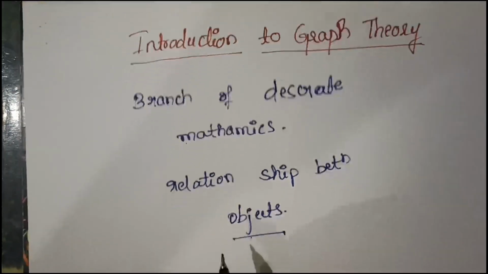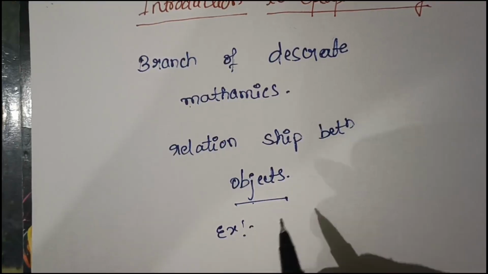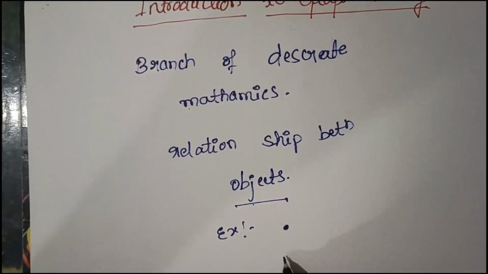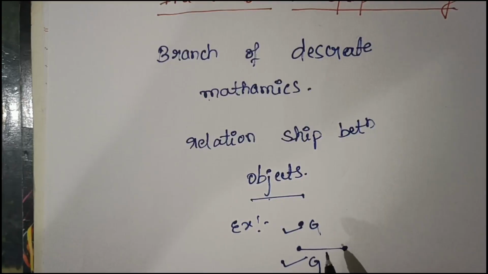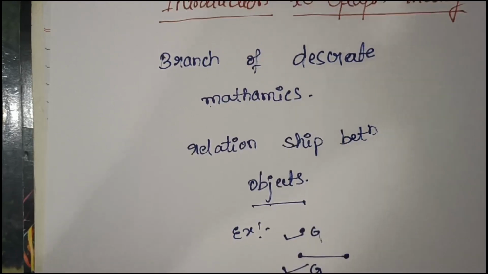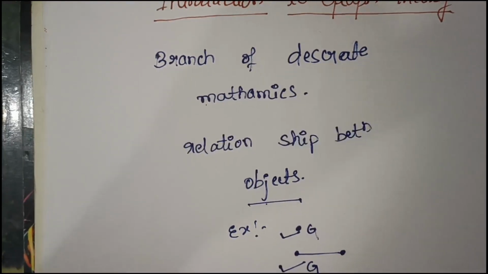So for example, this is one graph. This we call a graph. This is also a graph. The relationship between these objects we can study, and that we call a graph. Okay, let us see the definition of the graph.